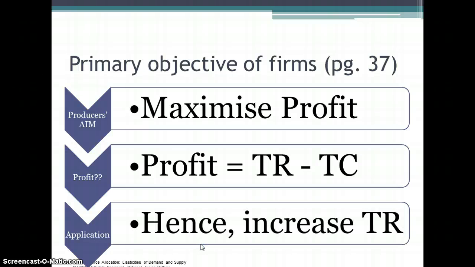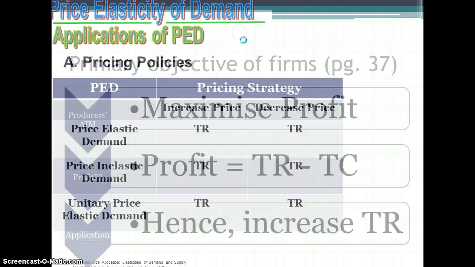Therefore, how are we going to increase total revenue? But before we move on, we always assume one thing: every other thing remains constant. So in this case, to help the firms maximize profit, we are looking at the assumption that total cost remains unchanged. So therefore, by increasing total revenue with the unchanged total cost, profit is able to be maximized.